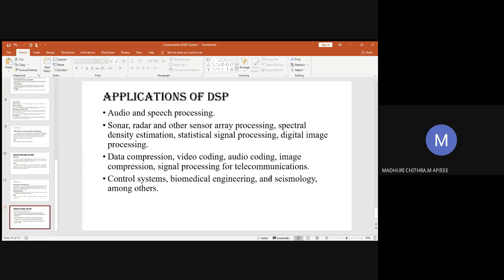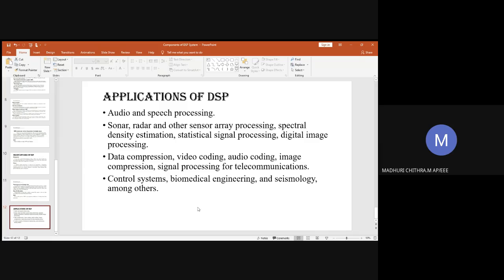Next, what are the applications of DSP? Audio and speech processing, sonar, radar, and other sensor array processing, spectral density estimation, statistical signal processing, digital image processing, data compression, video coding, audio coding, image compression, signal processing for telecommunication, control systems, biomedical engineering, and seismology, among others. These are some of the applications of DSP. Almost always they give 2 marks questions on applications of DSP, so just go through this topic.